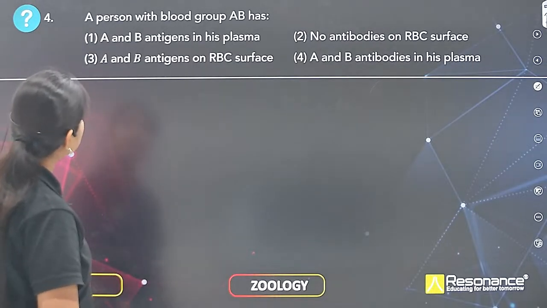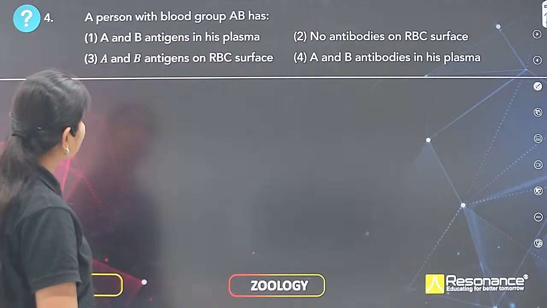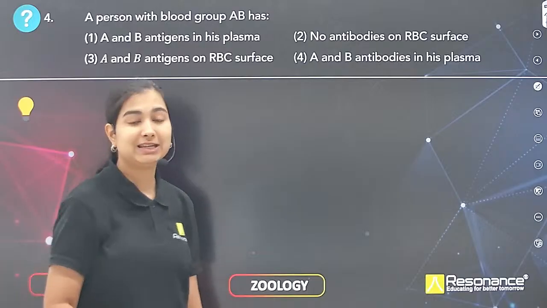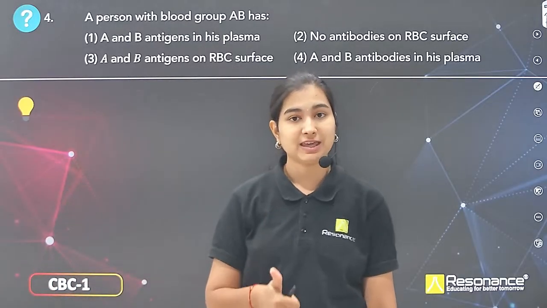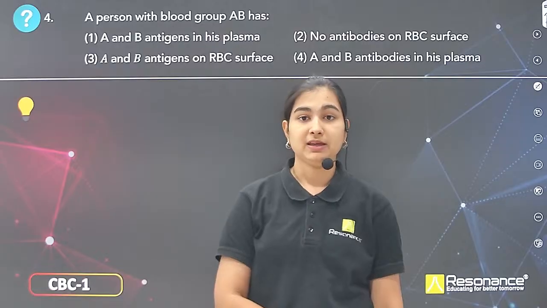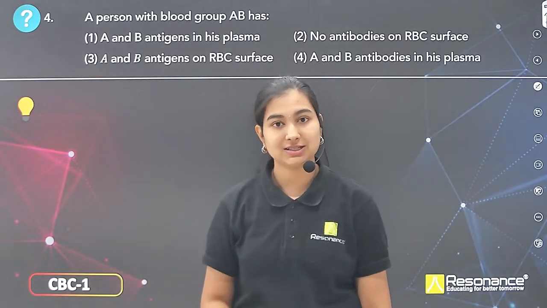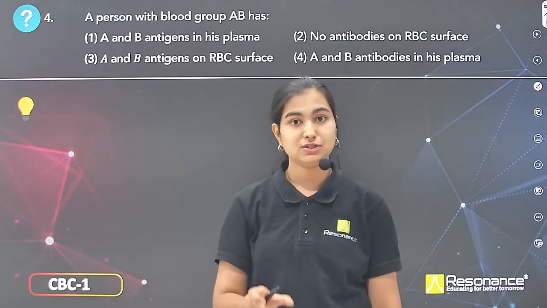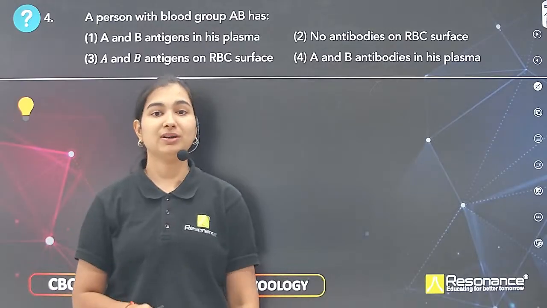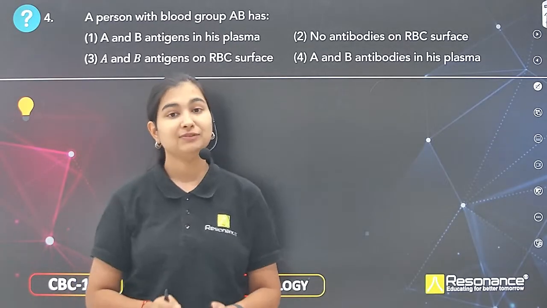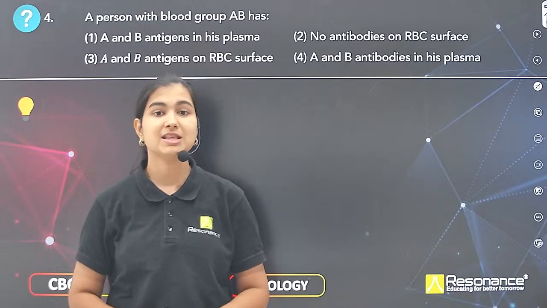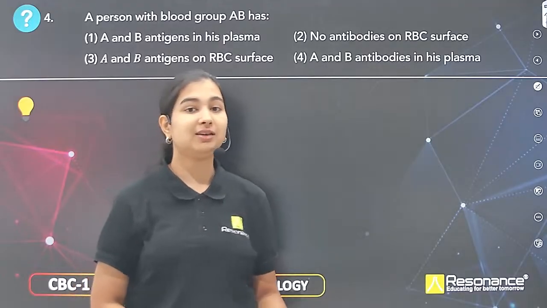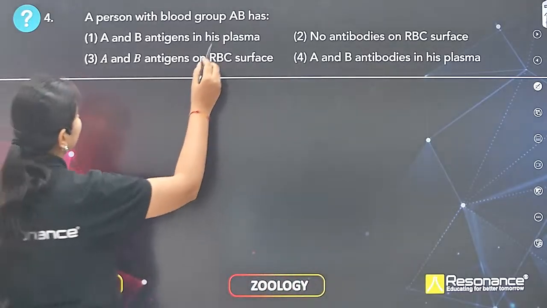Next, a person with a blood group AB has. Okay, on what basis are we designating the blood groups? If the RBC is having A antigen, then that is blood group A. If the RBC is having the B antigen, then that's blood group B. If the RBC is having both the A and B antigen on the cell surface, that is called the AB blood group, right? If they have no antigens on the cell surface, that is the O blood group. Am I right?